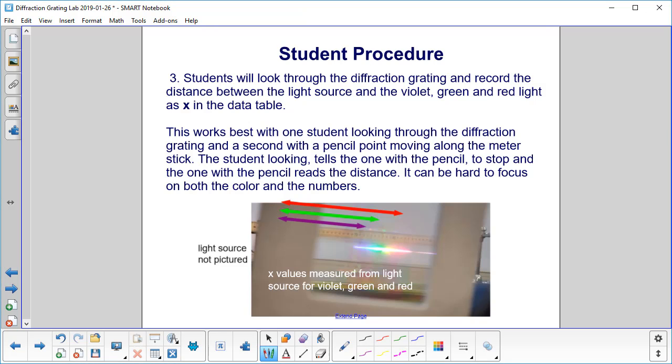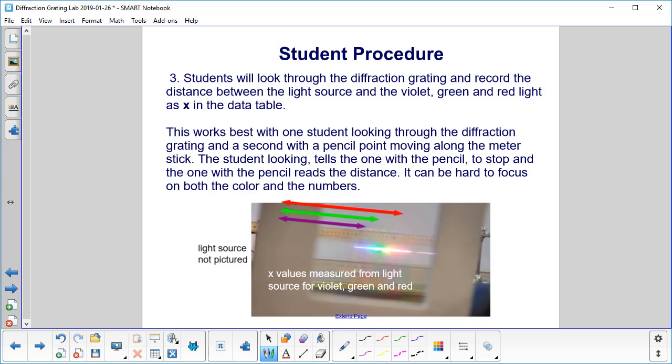Students, one at a time, will look through the diffraction grating and record the distance between the light source and the violet, green, and red light as X in the data table. This works best with one student looking through the diffraction grating and a second with a pencil point moving along the meter stick. The student looking tells the one with the pencil to stop, and the one with the pencil reads the distance. It can be hard to focus on both the color and the numbers.